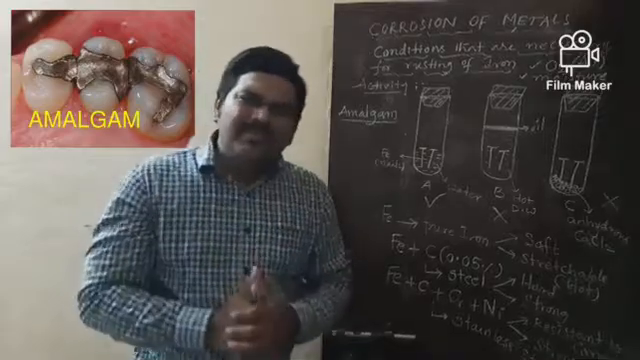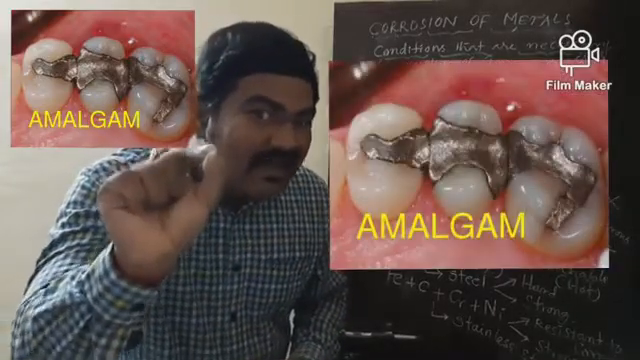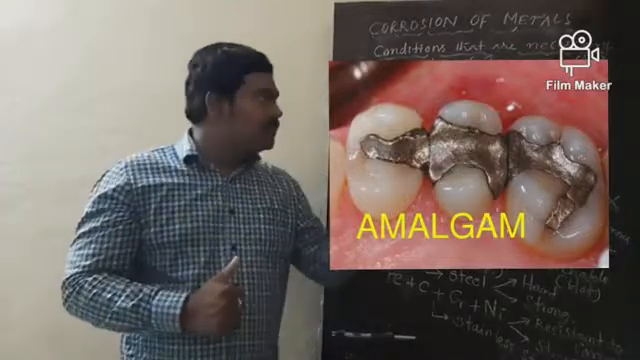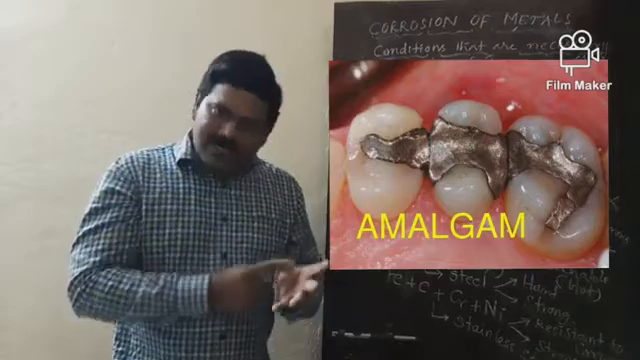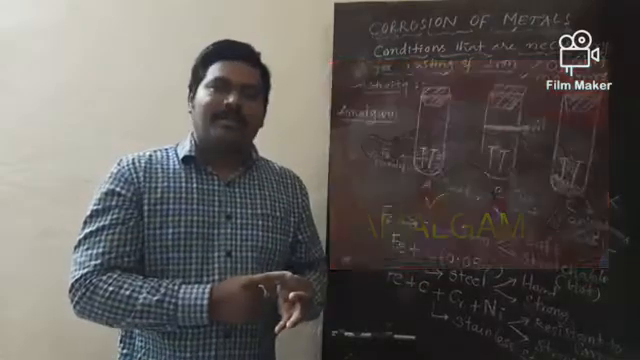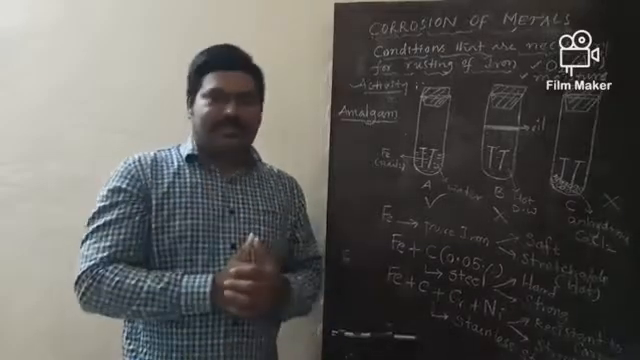What is the main use of amalgam? To fill the cavities of the teeth. It is very useful in dentistry. Silver amalgam and gold amalgam are generally used to fill the cavities of the teeth.